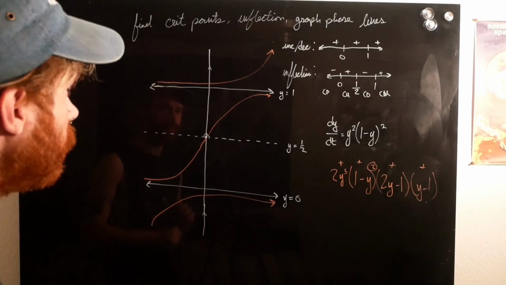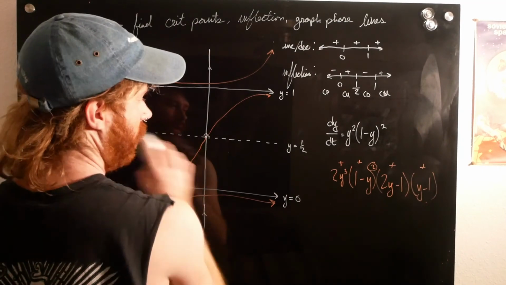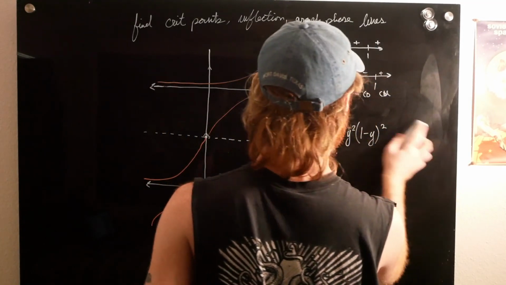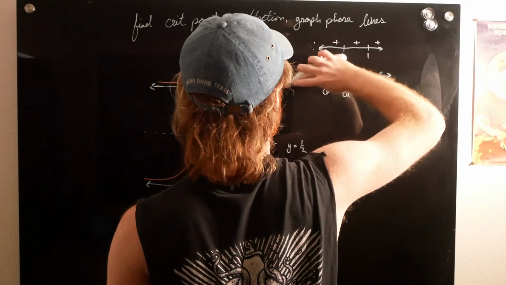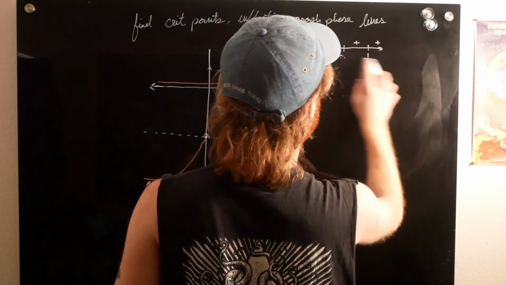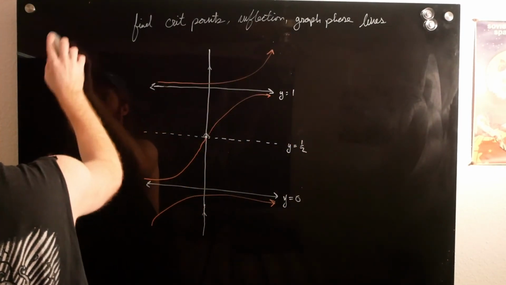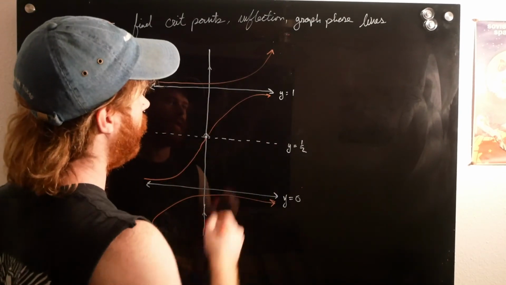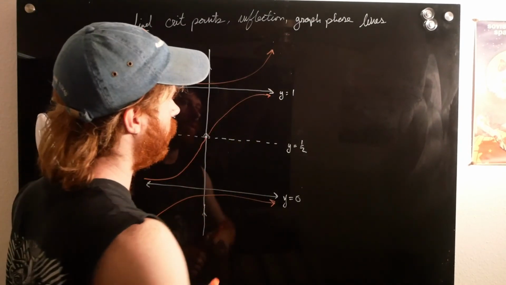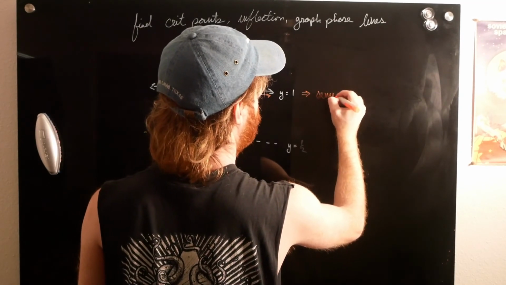So now let's go ahead and determine if these points are stable or unstable, where the stability is. So let's see. This is going to be semi-stable, right? It goes towards it on one side and away from it on the other. So, semi-stable.